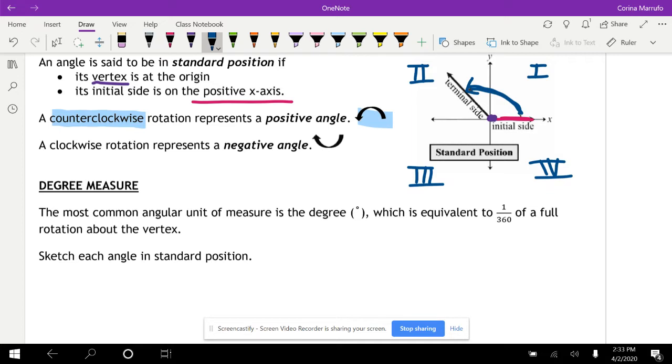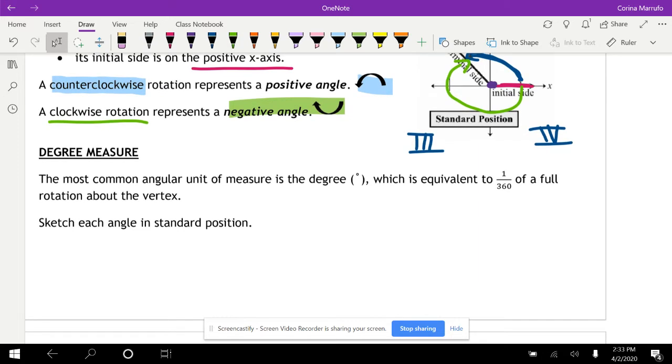A clockwise direction is what is going to give you a negative angle. So if we were to start here and go around this way, in the opposite direction, that would be a representation of a negative angle. The most common angular unit of measure is degrees, which is equivalent to 1 out of 360 of a full rotation about the vertex.